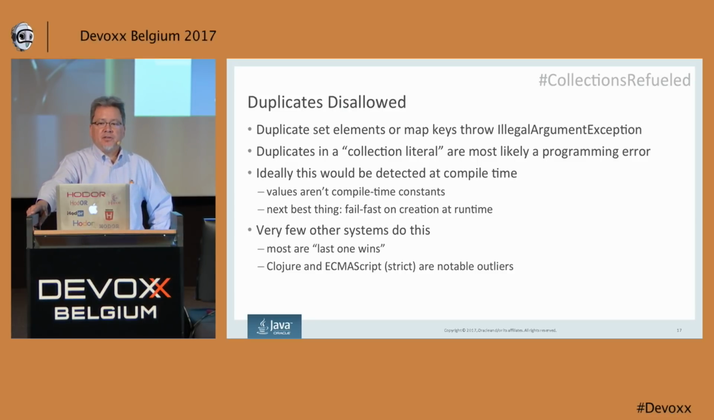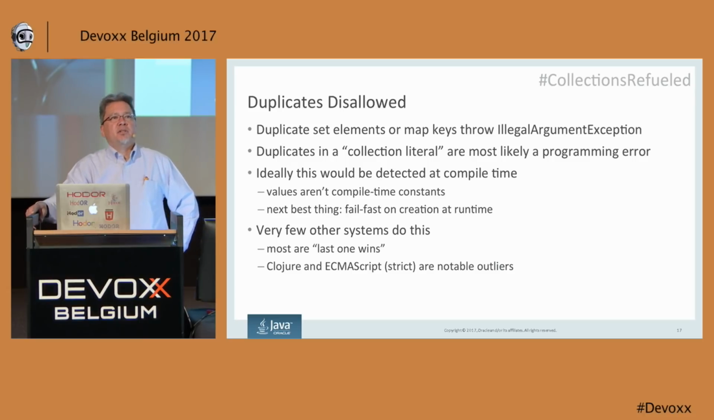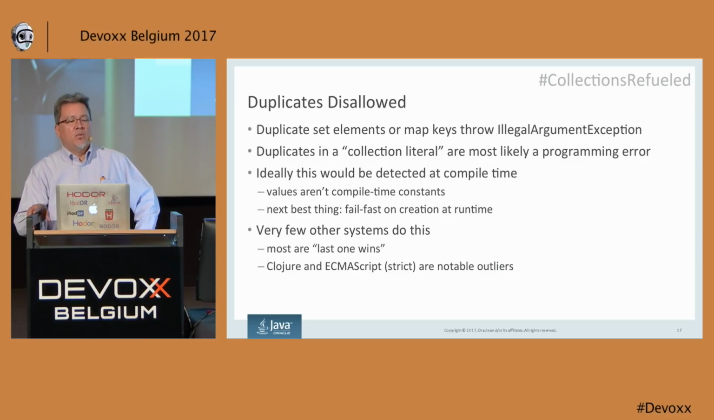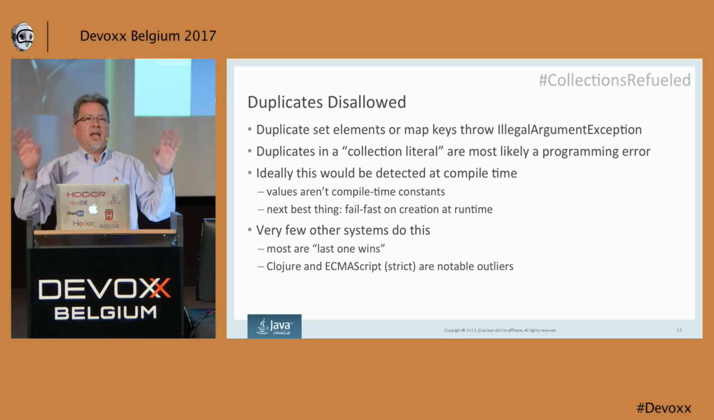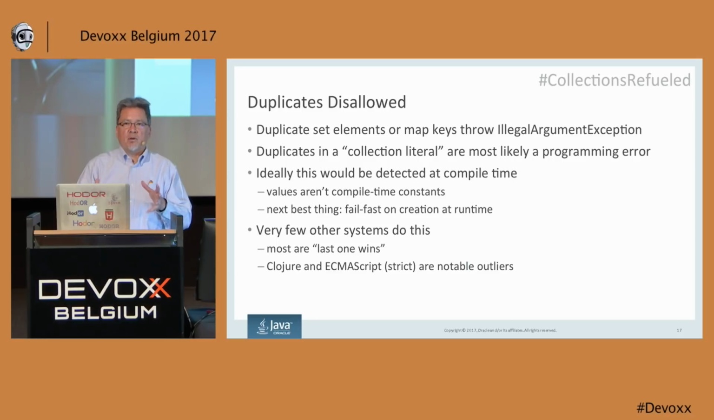Okay, so duplicates are disallowed. This is for set elements and map keys. Of course, by their nature, you can't have duplicate elements in a set. But what's different here is that since you know all the elements at construction time, it is probably an error if you're writing out a list of elements and you have duplicates in them. And so we consider that to be a programming error.